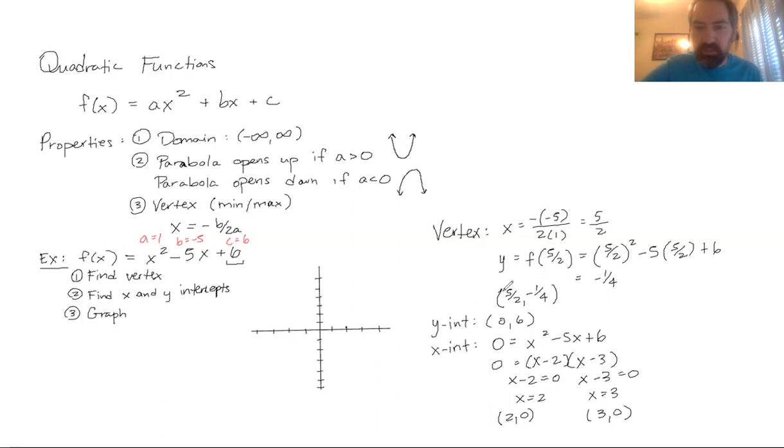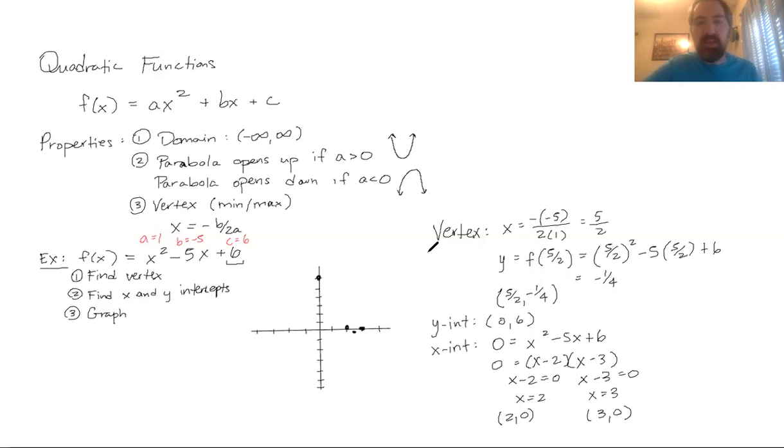So let's graph the vertex, 5 halves, comma negative 1/4. 5 halves we said is 2.5, between 2 and 3. And the y-coordinate is negative 1/4. Right? Negative 1/4 is between 0 and negative 1, closer to 0 than it is to negative 1. And the y-intercept is 0, 6. That's going to lie on the y-axis. And the x-intercepts 2, 0 and 3, 0 will lie on the x-axis.